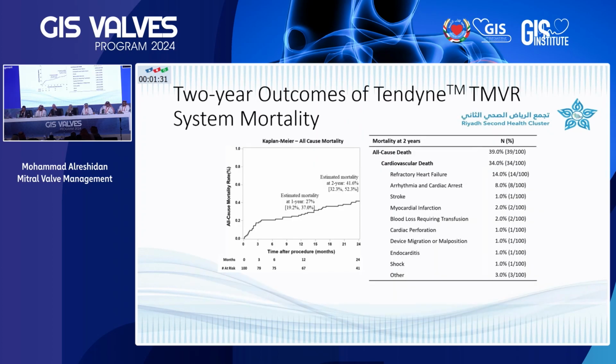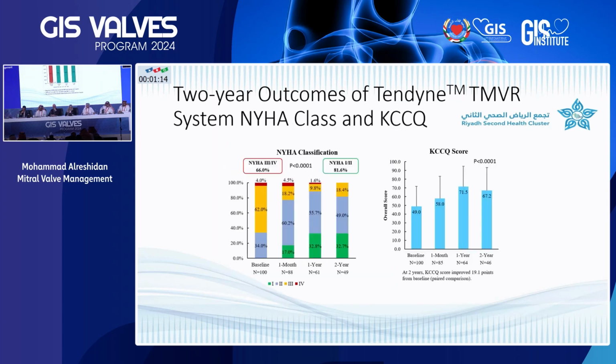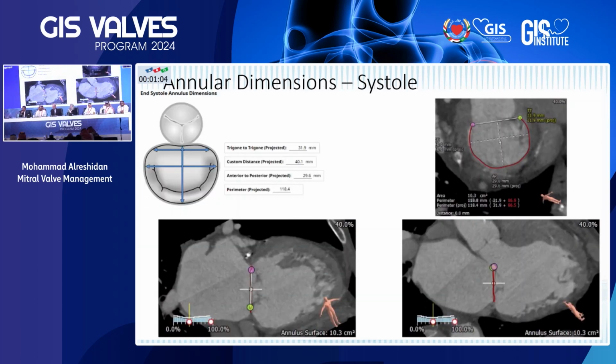Tendyne. In the 2-year outcome of the first study, the patients had a lot of all-cause death and cardiovascular death, but this was a very difficult group of patients. They were prohibited for surgery, and that's why we see a lot of death. But the good news is that most of these people have no MR, and they have a good New York Heart Association class, and there is improvement in their quality of life, and there is no hospital readmission for heart failure.